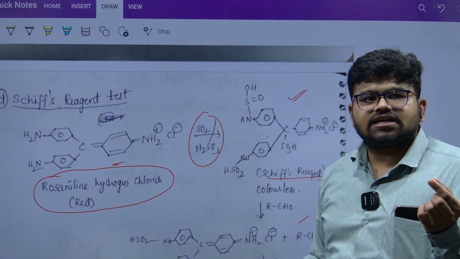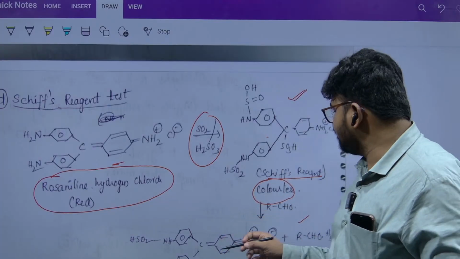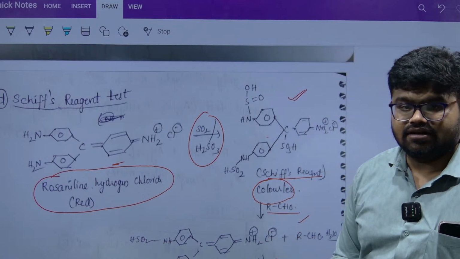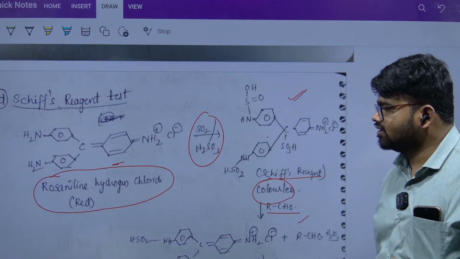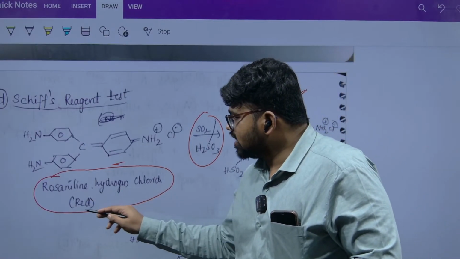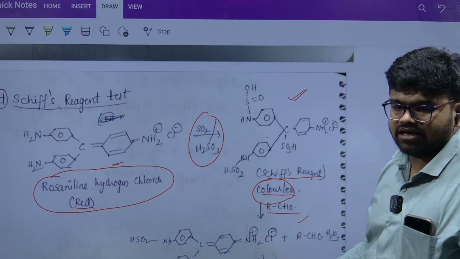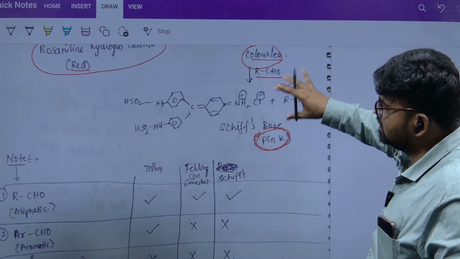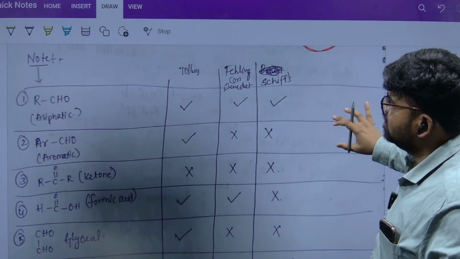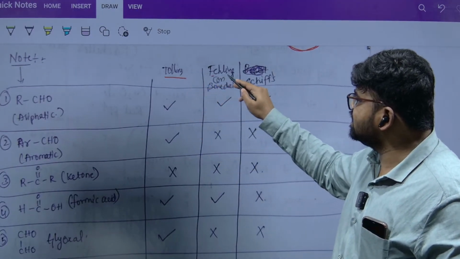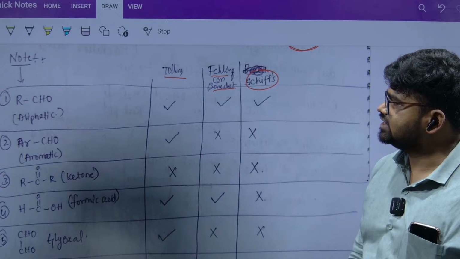Actually, Schiff's reagent is colorless. Whenever you add aldehyde to that colorless Schiff's reagent, it is converting into pink color. Rosaniline hydrogen chloride is red color, and this is colorless, and finally it is becoming pink color. Pink color forms, then it is a positive test. Here I have given clearly the table where the Tollens test, Fehling and Benedict are the same, both are same as I said. So that's why I've written both as a simple point. And the next one is Schiff's test.